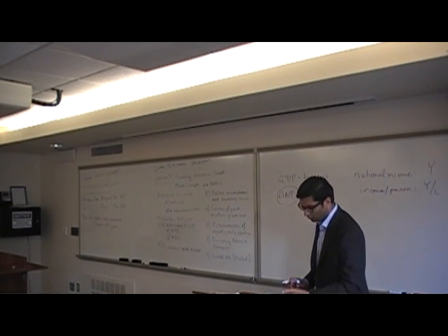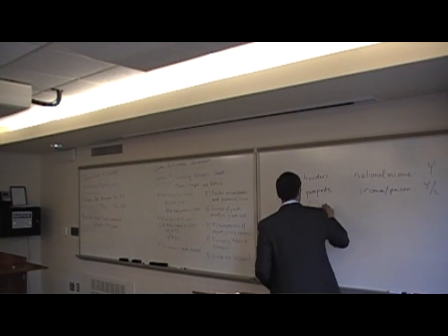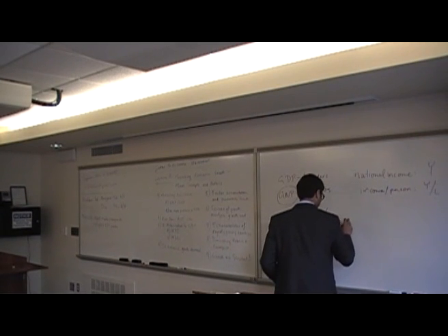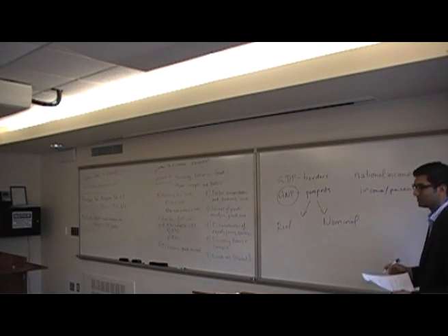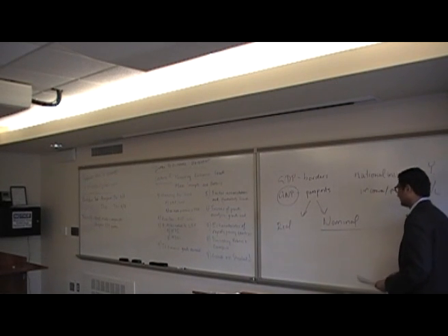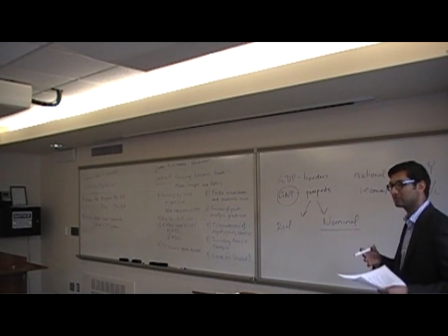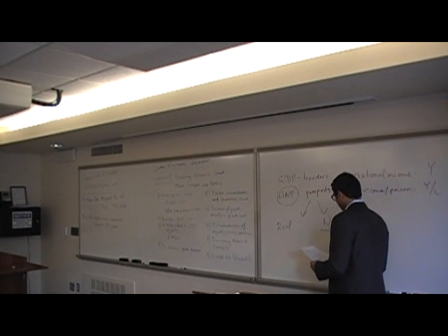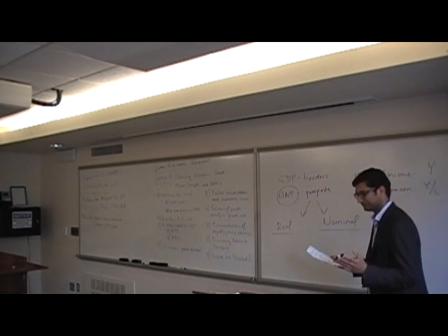Now, there are ways to calculate GDP, and so we have a difference between real GDP and nominal GDP. The main difference between real GDP and nominal GDP is that nominal GDP doesn't adjust for inflation. In other words, real GDP adjusts for inflation. Now, the best way to conceptualize this is through an equation.